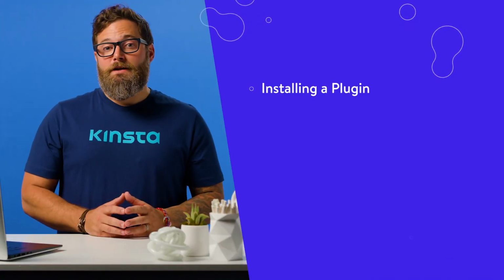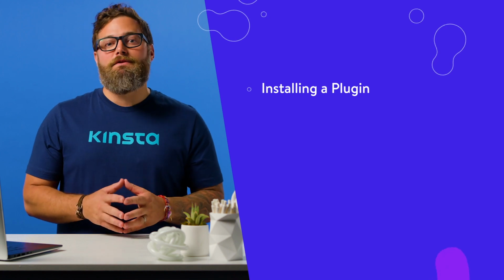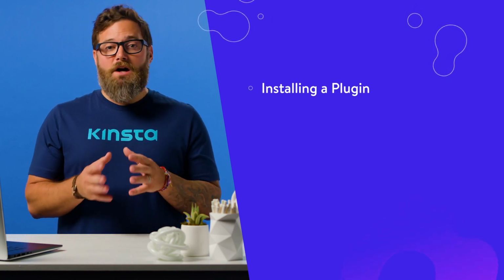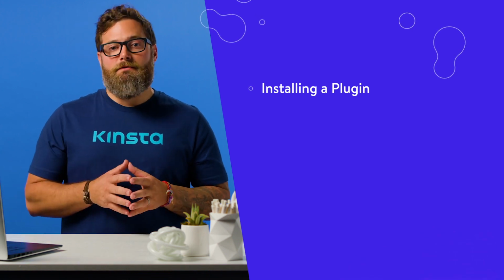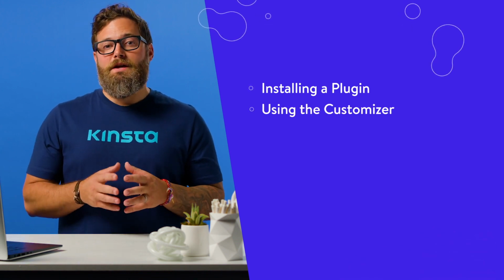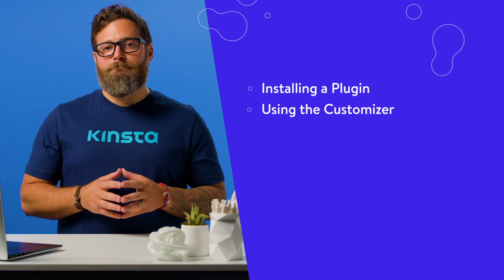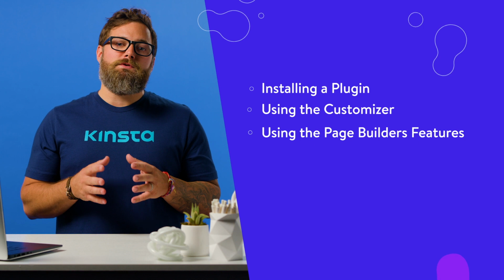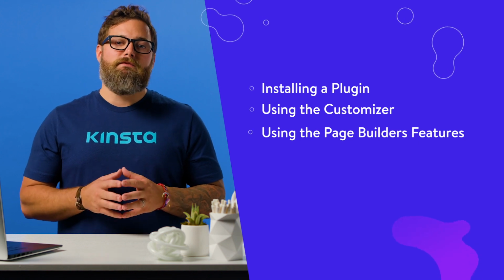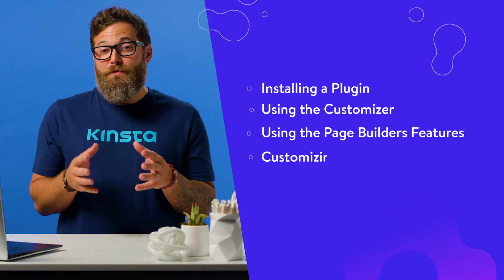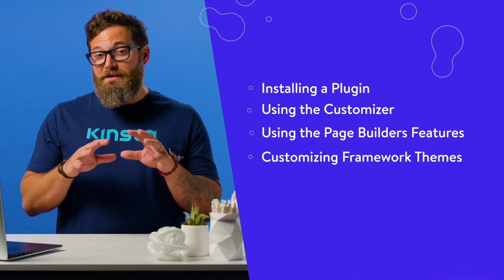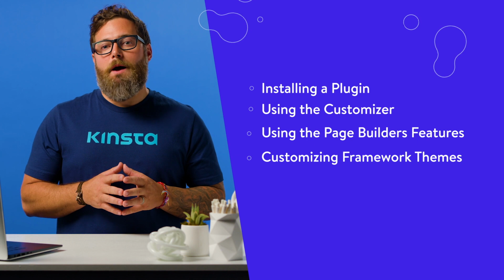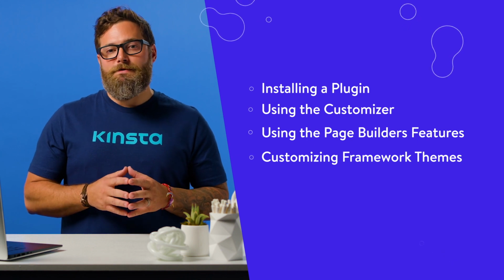Installing a plugin. If you are wanting to add functionality to a theme, you'll have to install a plugin. If you're changing fonts, colors, and perhaps the layout of your theme, this can be done with the customizer in your WordPress admin screen. If you're working with a page builder theme, you'll use the page builder's features to customize the design of your site. And if you install the framework theme, you can use one of the available child themes to customize your site, along with any customization options available on the admin screens.